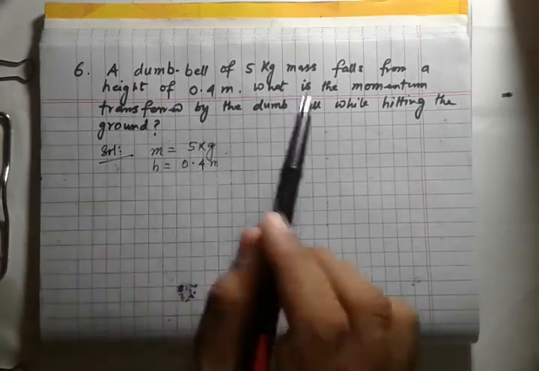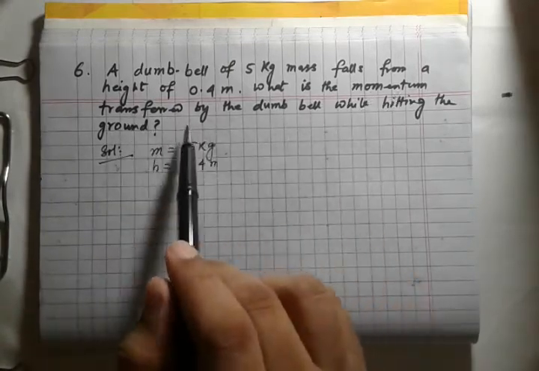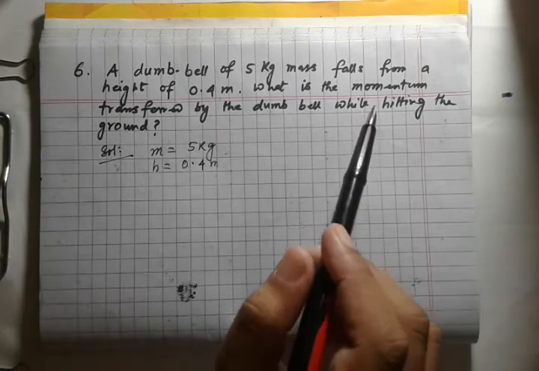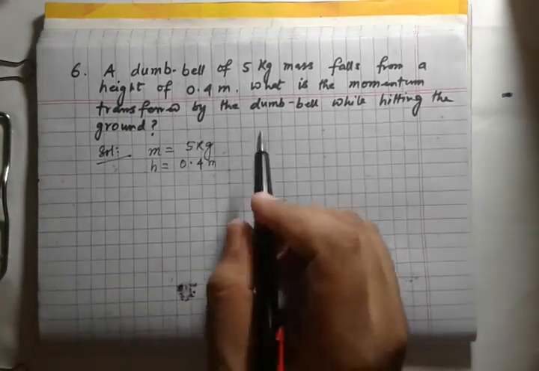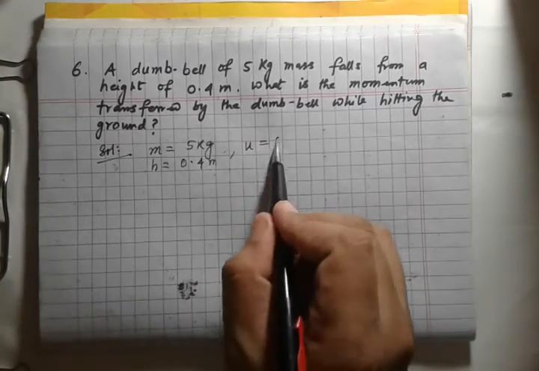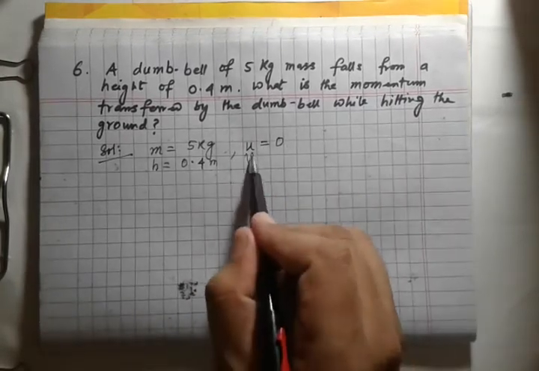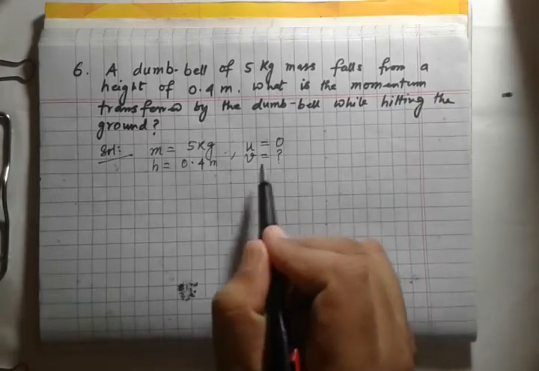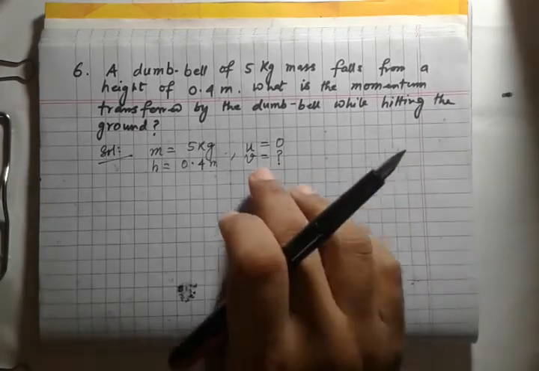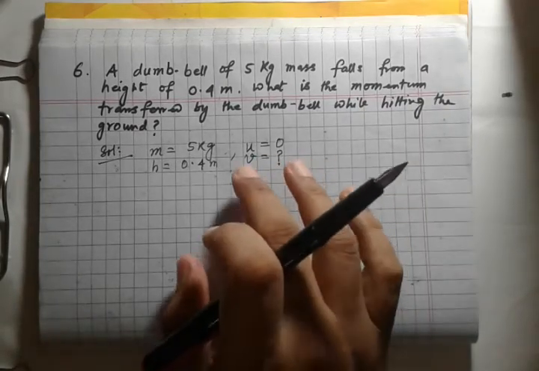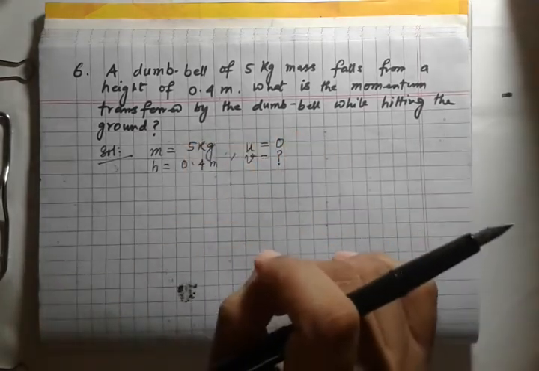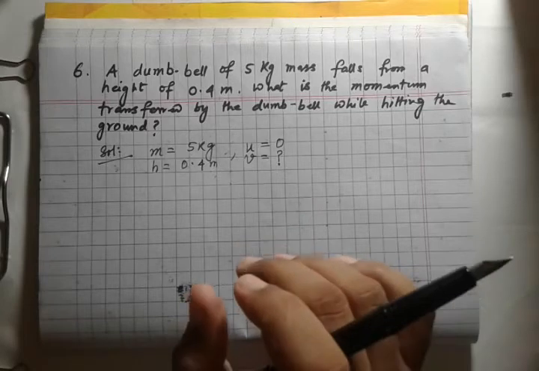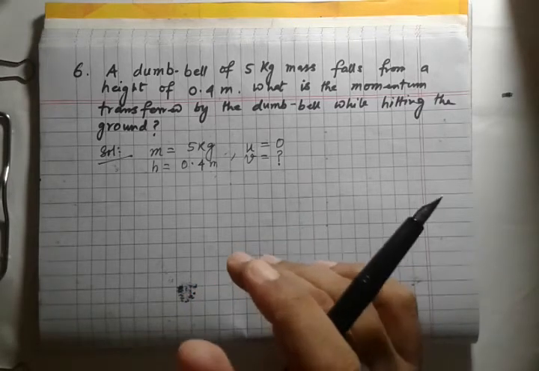And you have to find out the momentum when the dumbbell will hit the ground. So see, the initial velocity of the dumbbell u is 0. When it will hit the ground, it will have some velocity that you have to find out. v you have to find out. Then when we find v, we multiply the v with the mass, and then we will get the momentum. So which formula can we use to find v?